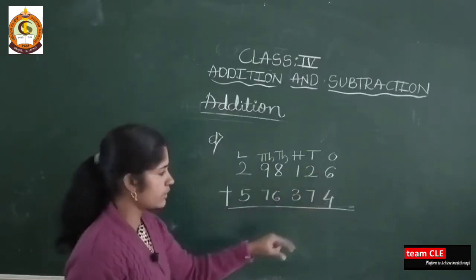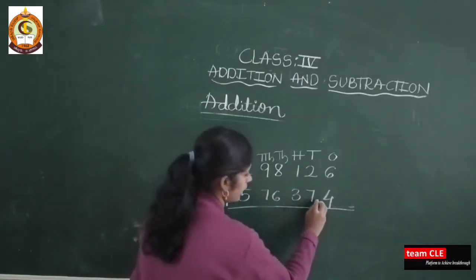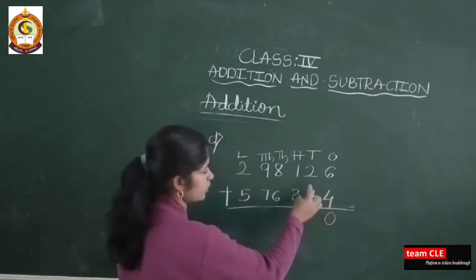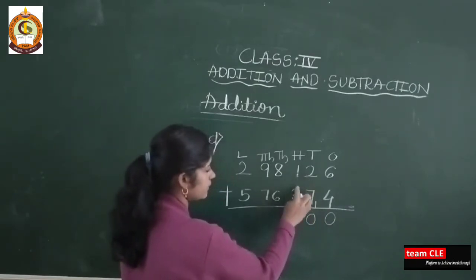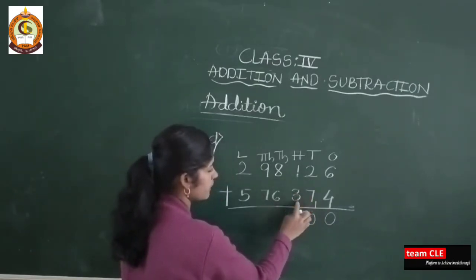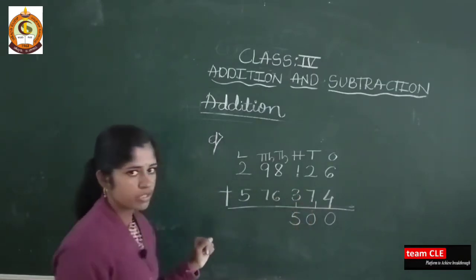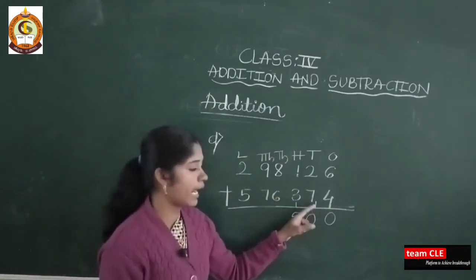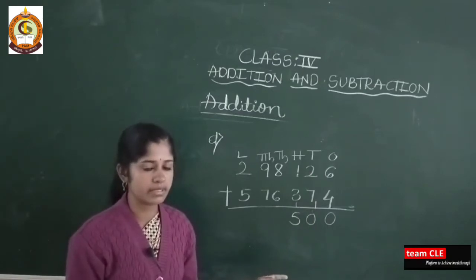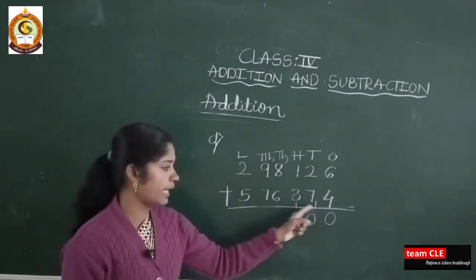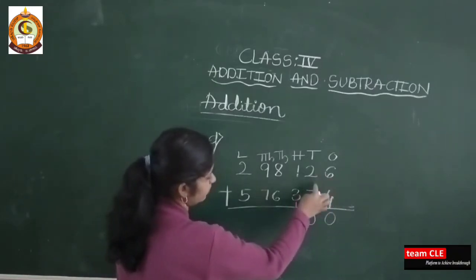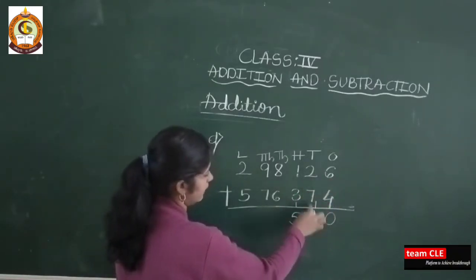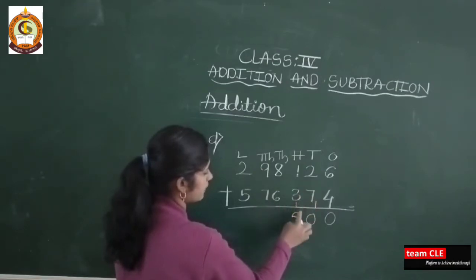You start with the ones place. 6 plus 4 is 10. Here you write 0 and carry 1. 2 plus 7 is 9. 9 plus 1 is 10. 1 plus 3 is 4, 4 plus 1 is 5. Some of the students are forgetting to add this carry. Don't make that mistake. While adding, you have to add the carry also.